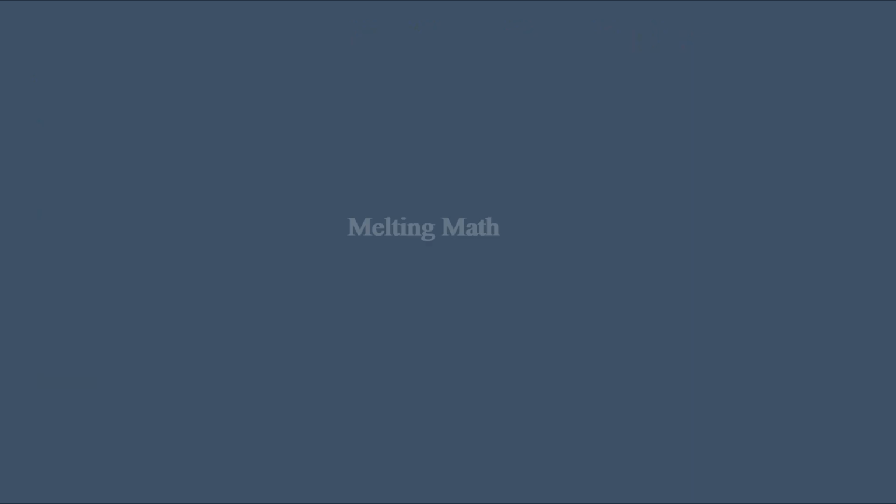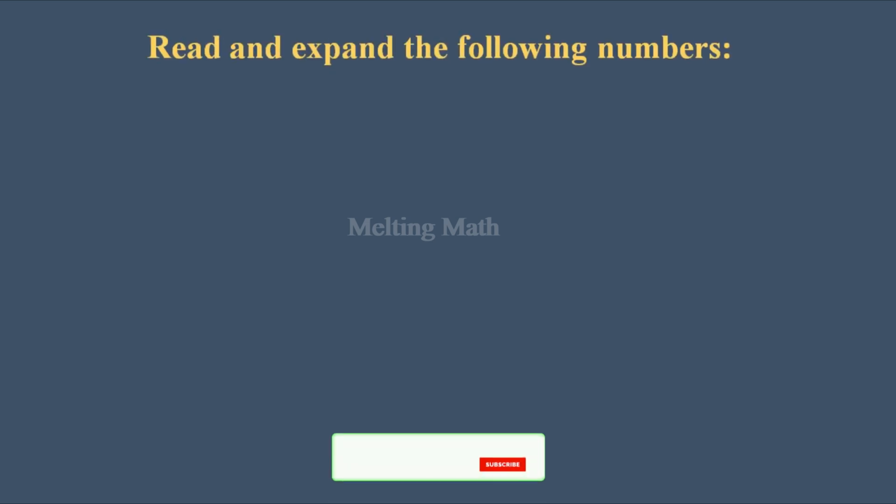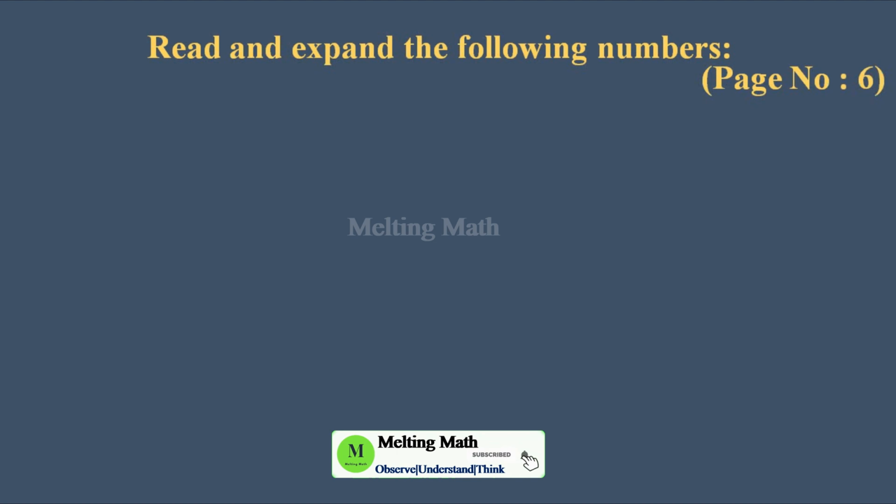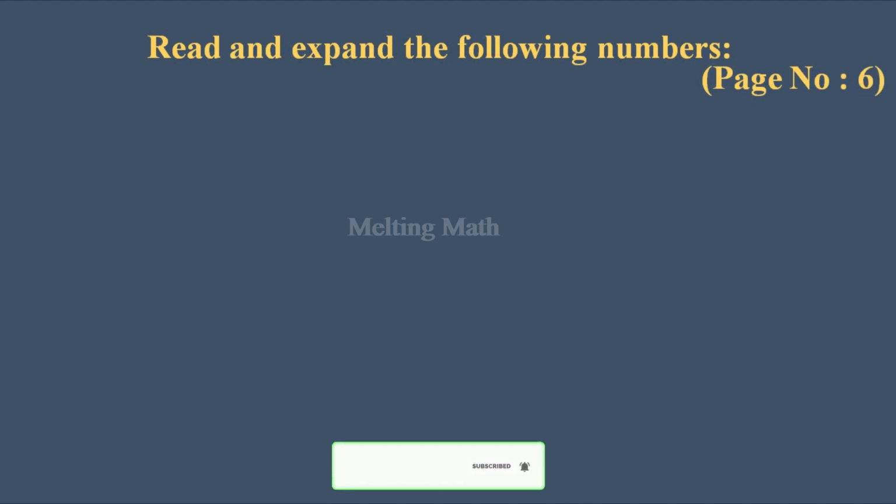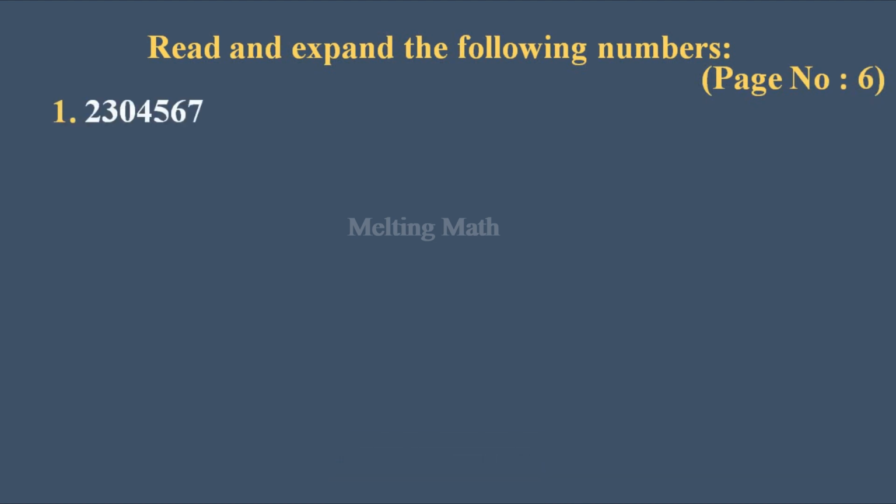Next we are going to see about read and expand the following numbers, which is in page number 6 of our textbook. Okay, so let's see the first one, that is 2304567. Okay, so we have to read this number and we have to expand this number. So first write the given number, that is 2304567. Then we have to write the places of each digit.